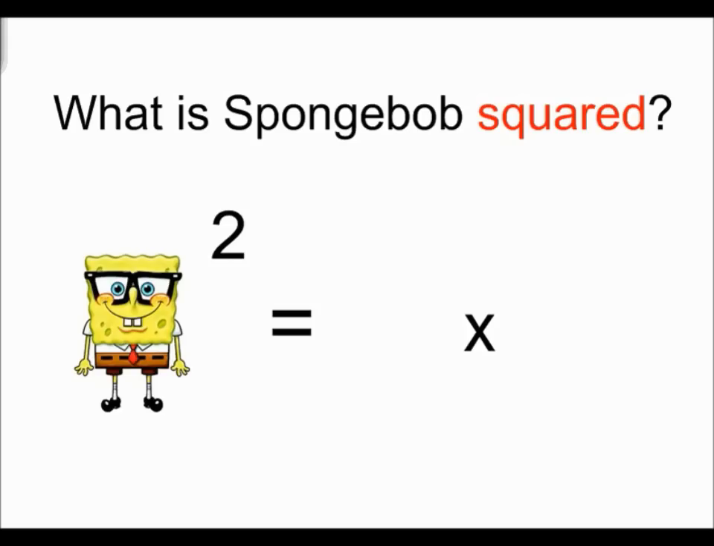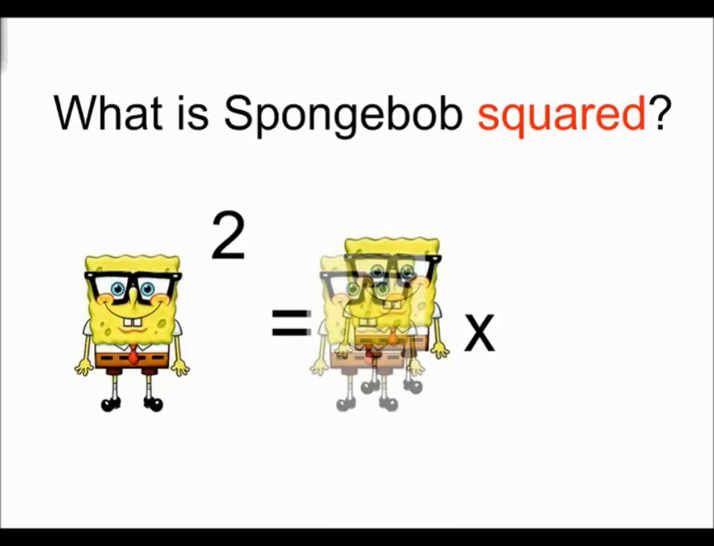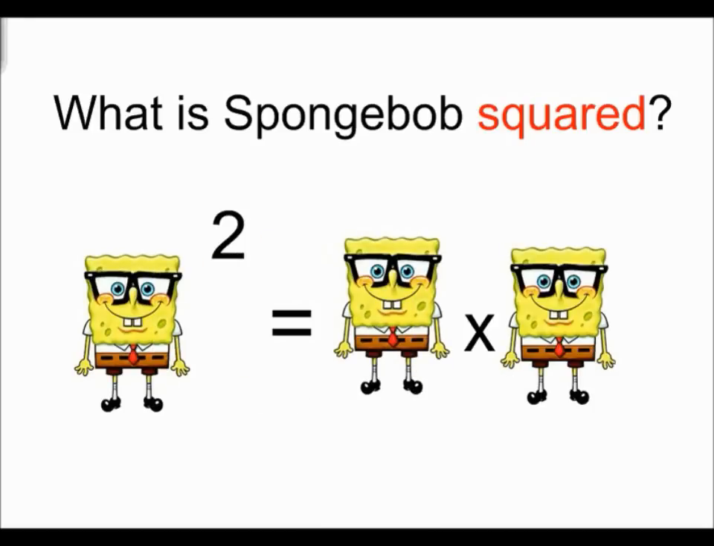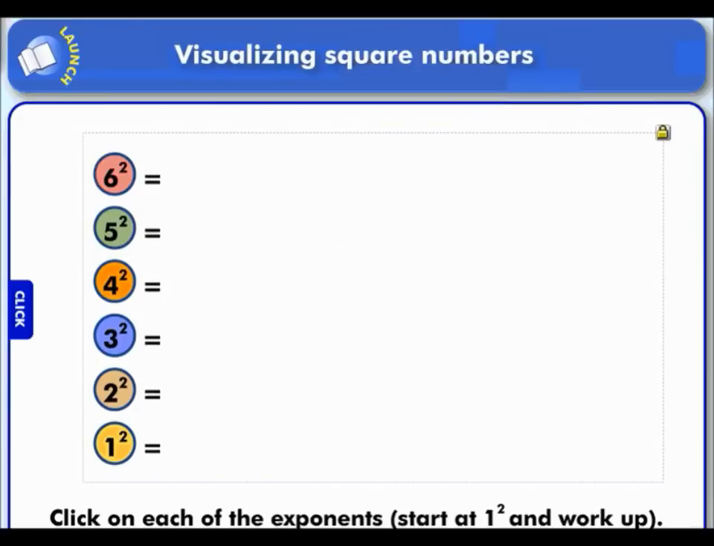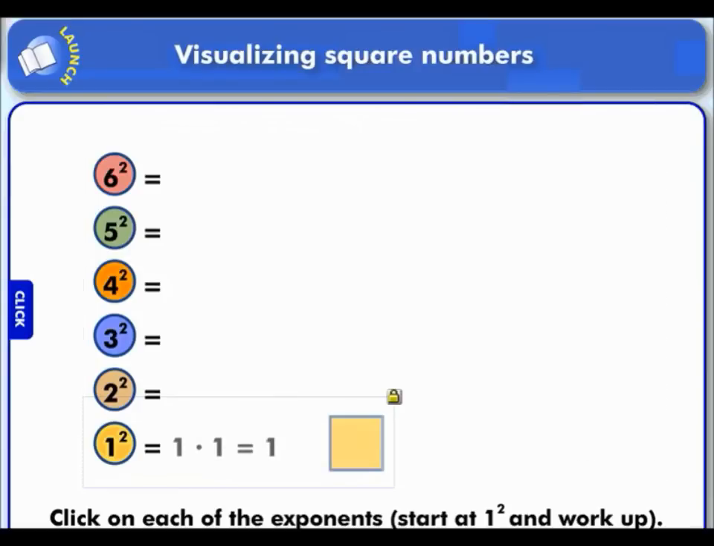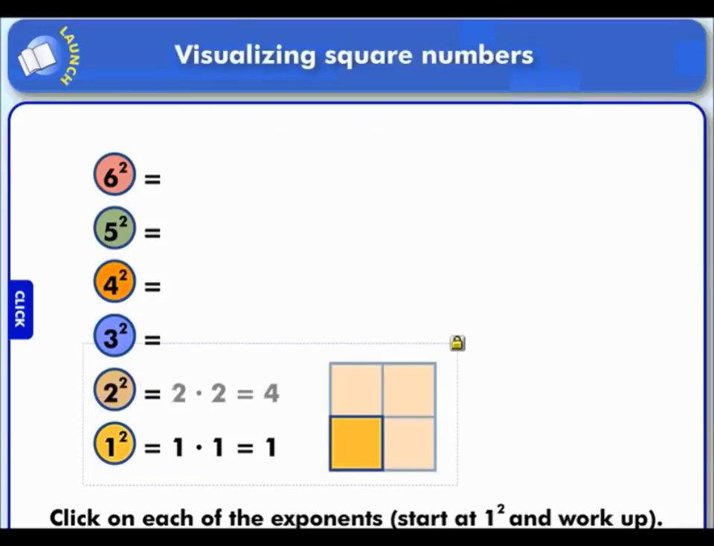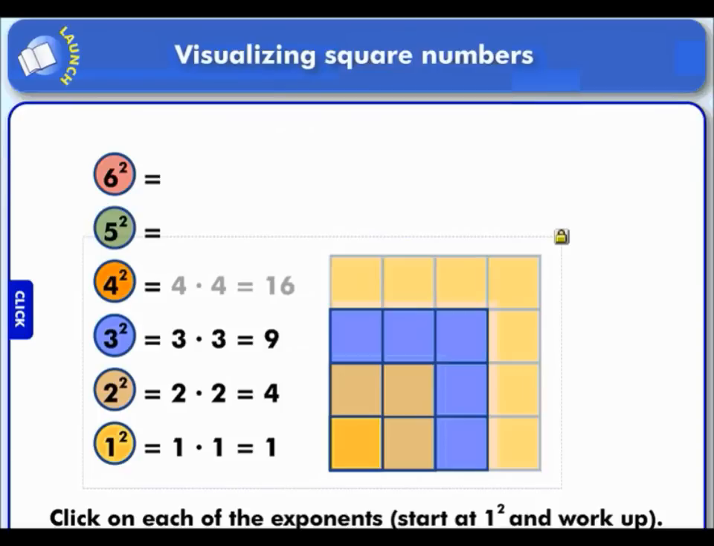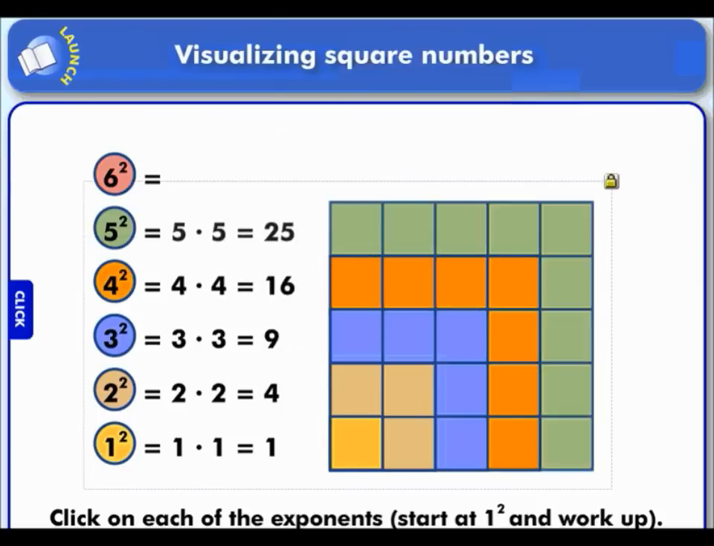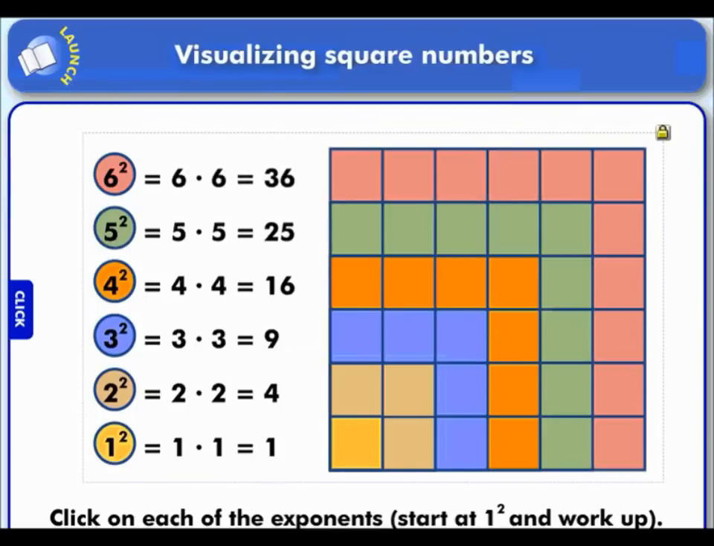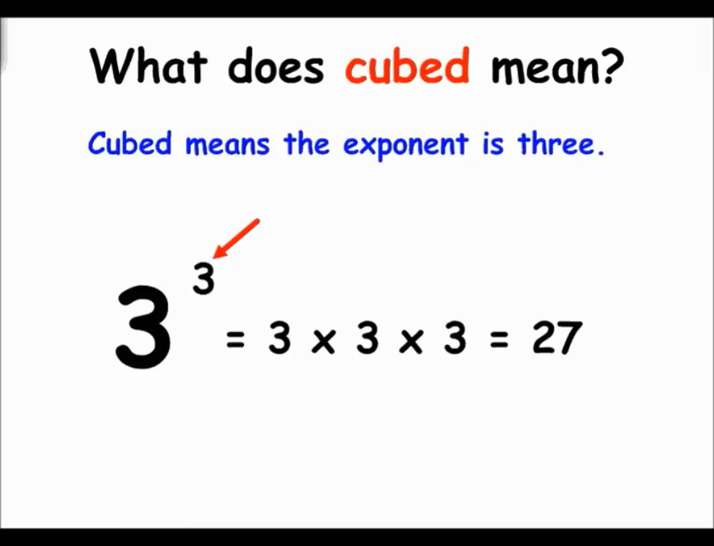Now what would SpongeBob squared be? That means you multiply SpongeBob times SpongeBob. Let's take a look at 1 squared and what that would look like. That means 1 times 1, which is 1. This is 2 times 2. 3 squared is 3 times 3. 4 squared is 4 times 4. Do you see what's happening? We're making squares. 5 squared is 5 times 5. It's 25. And 6 squared is 36. So that's pretty neat.